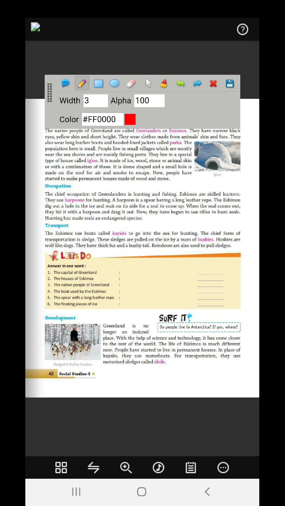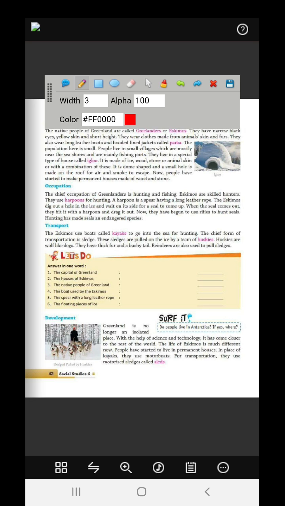So what is the occupation? The chief occupation is hunting and fishing, as it is very rich in wildlife and fish is also of a rich variety. So Eskimos are called skilled hunters. They use harpoons for hunting. A harpoon is a spear which has a long leather rope.